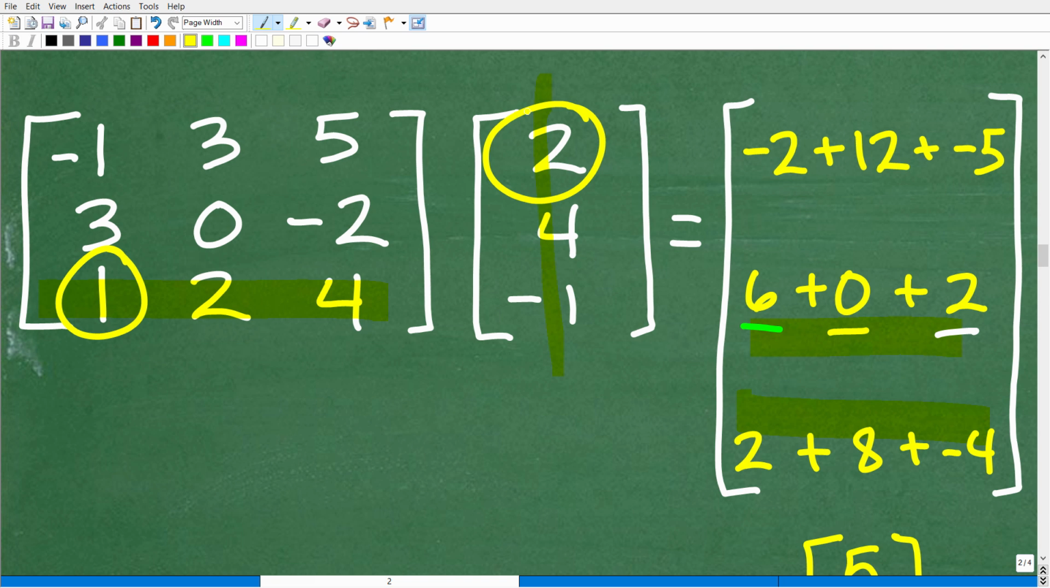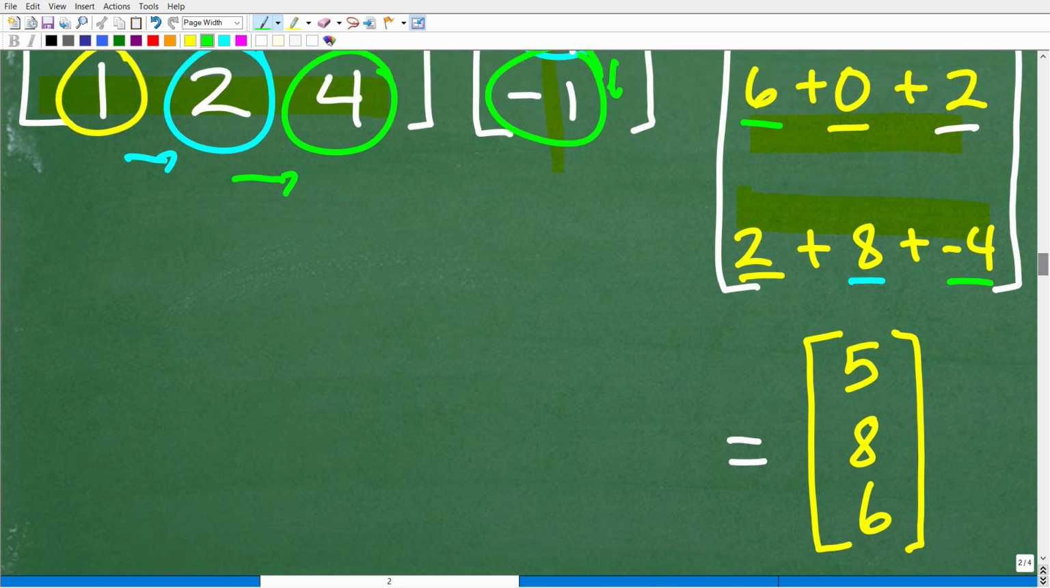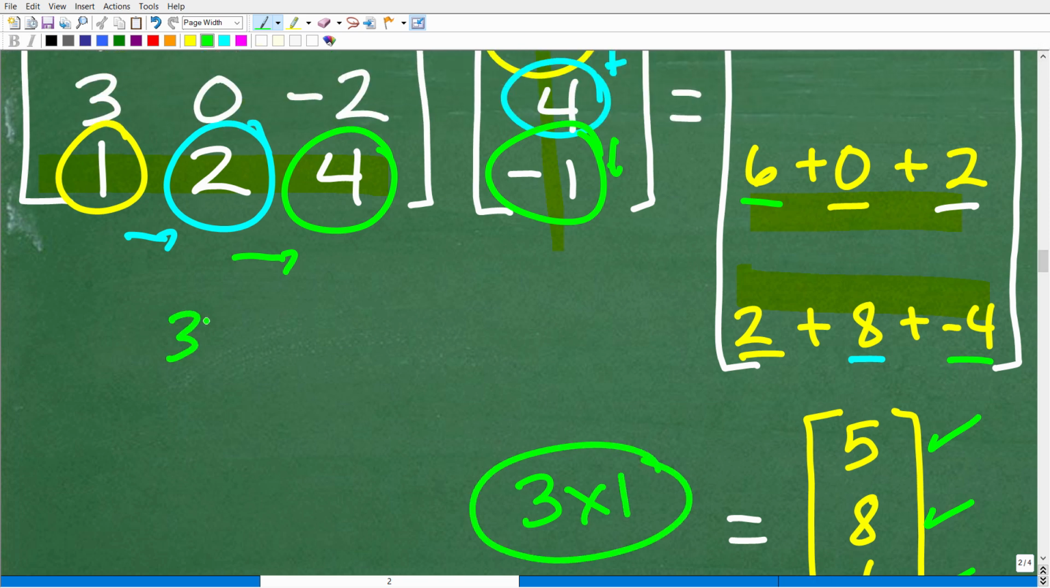So 1 times 2 is 2, okay? Now we're going to scoot over 1, down 1 right here. So we're going to have 2 times 4 is 8. And then lastly, we're going to scoot over to the right and down one more time. So now we have 4 times -1 is -4. And when we do all of this work, of course, we're going to get 6. So our final answer is 5, 8, and 6. And again, this is a 3 by 1 matrix because we multiplied a 3 by 3 times a 3 by 1. Okay, let's just review this to wrap up this little video.